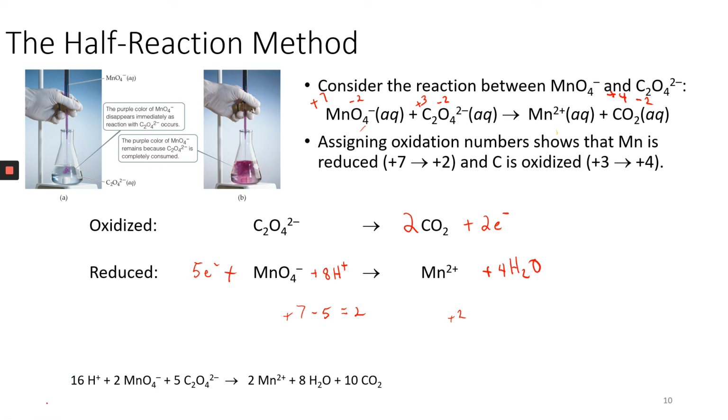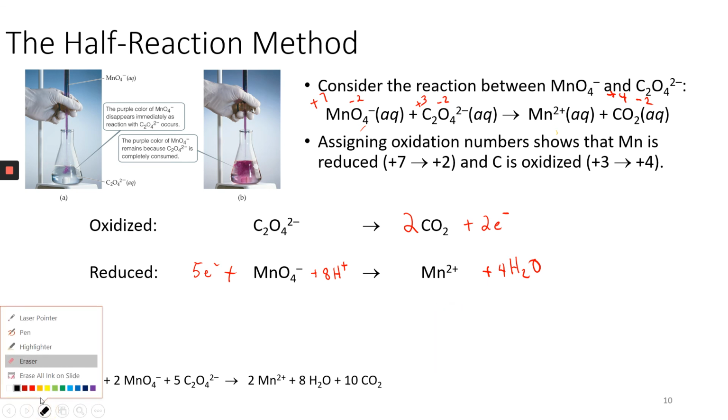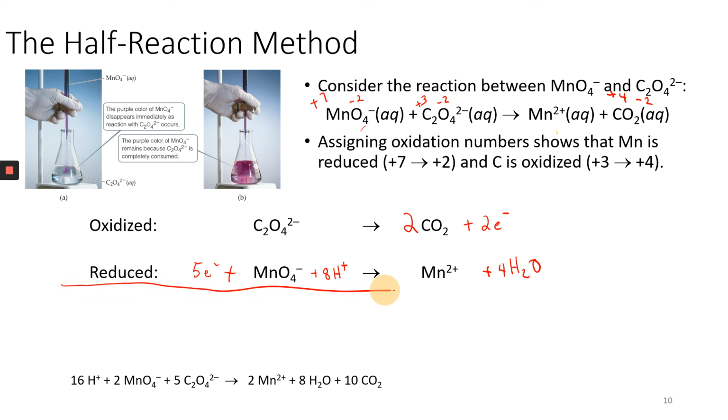A little hint for you is, think about OIL RIG. OIL RIG says oxidation is losing electrons. If you are losing electrons, what side of the reaction is it going to be on? The products. So oxidizing will always have the electrons as a product, and reducing will always have the electrons as a reactant. Now I need to add these two together, bring my half reactions together.